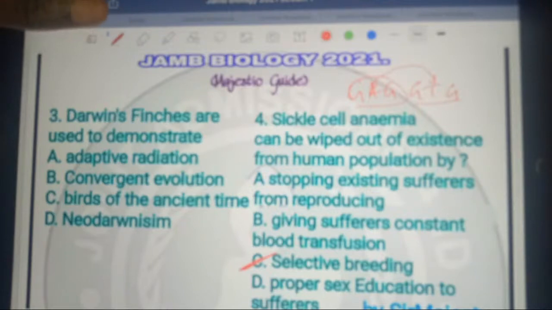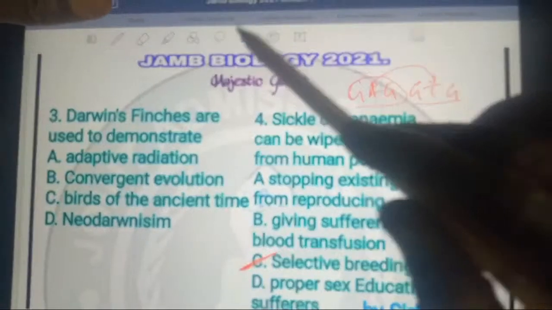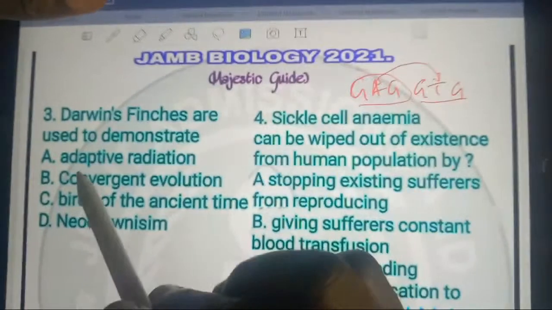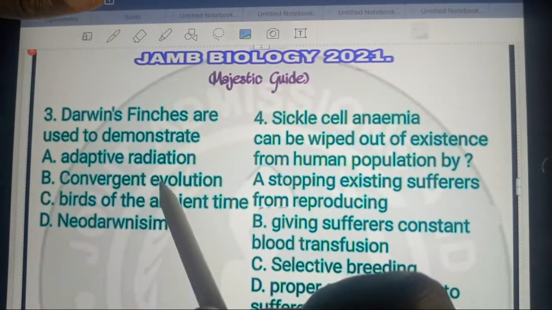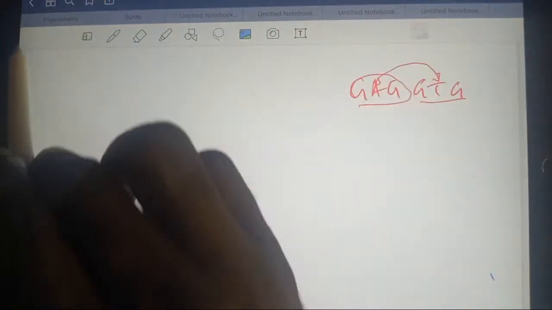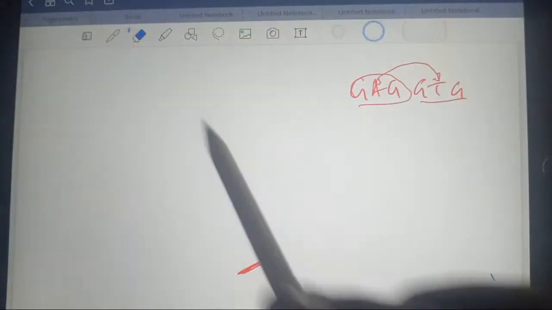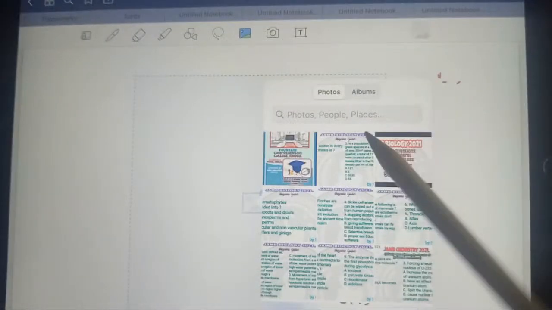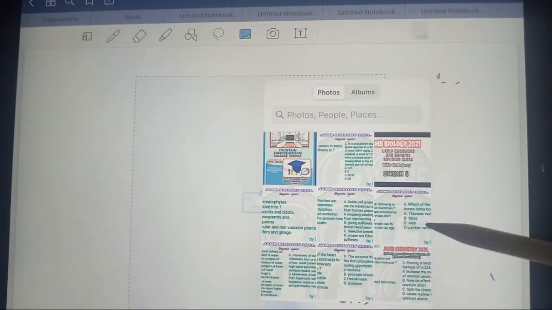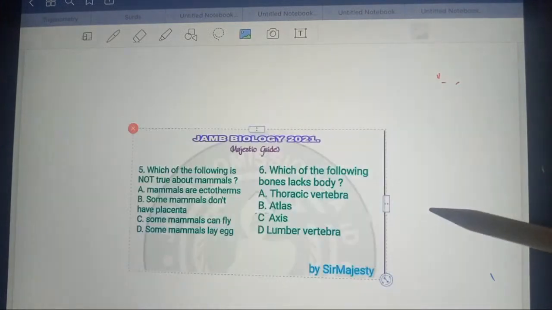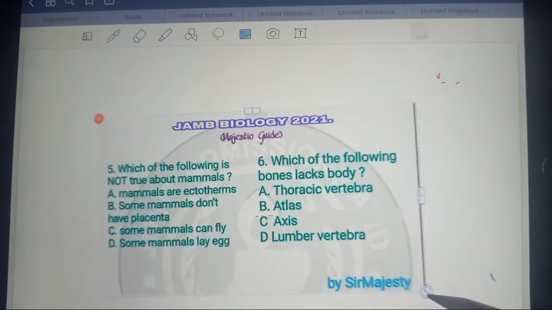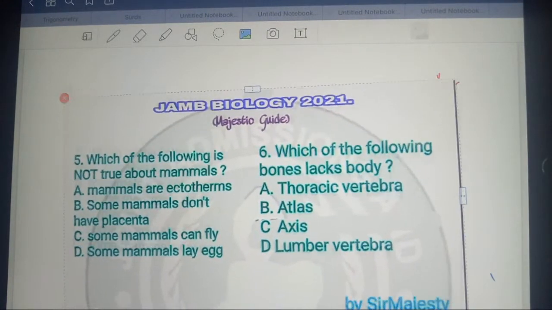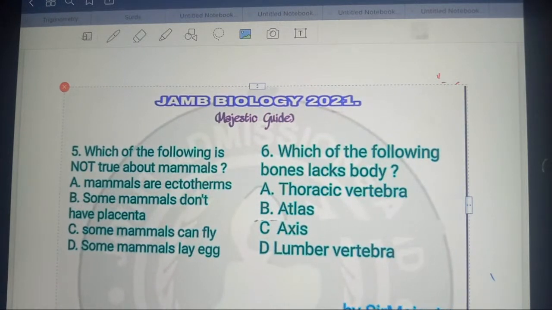Now we take a look at the next question. So that's question 4. Okay, we look at 5 and 6. Now, question 5. Which of the following is not true about mammals?